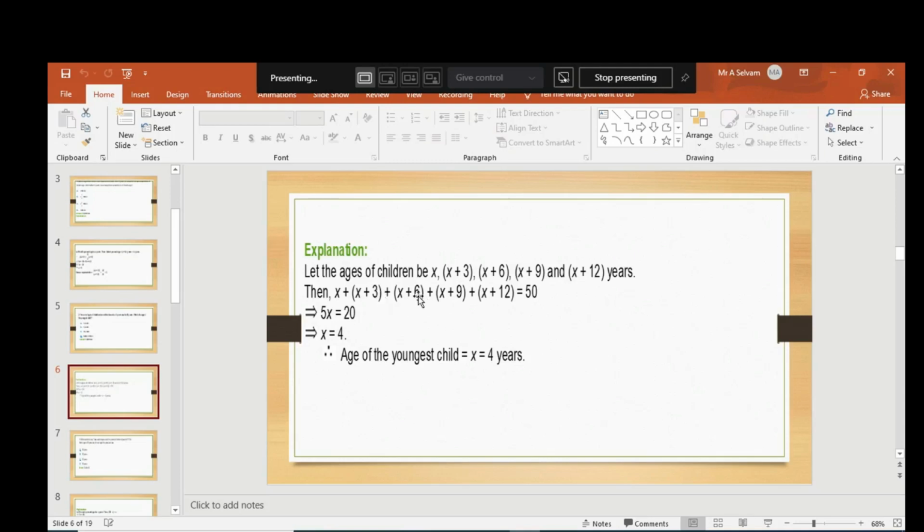So how many years between 2 children? So 3, 6, 9, 18. Okay, so 20, 30. Okay, so 30 years, right? So this 30 we can take to that side. 50 minus 30, so 20.